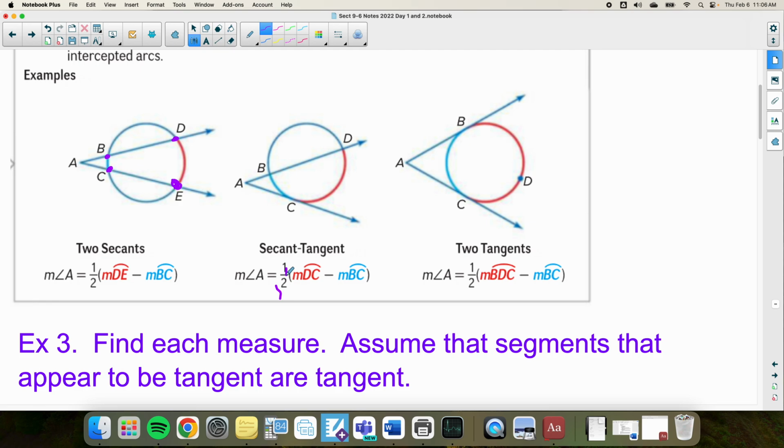And then, like I said, two tangents, you're going to intersect nothing. Your arcs that are left are going to be the entire circle. And you have to realize that if this one was 190, this one, which that doesn't even look right, let's say 290, this one would be 360 minus 290, which would be 70. Okay?